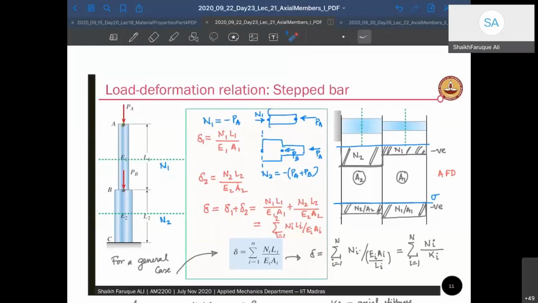Members that have different cross sections of area. Let us consider again two prismatic cross sections. One of them has a higher area of cross section, the other one has a lower area of cross section, right? And they are being given compression forces PA and PB at A and B locations respectively. First, the cross section here is constant from A to B, and the load is also constant. So I can take any cross section and find the internal force N1, and that's going to be minus PA. Minus because it's compression.